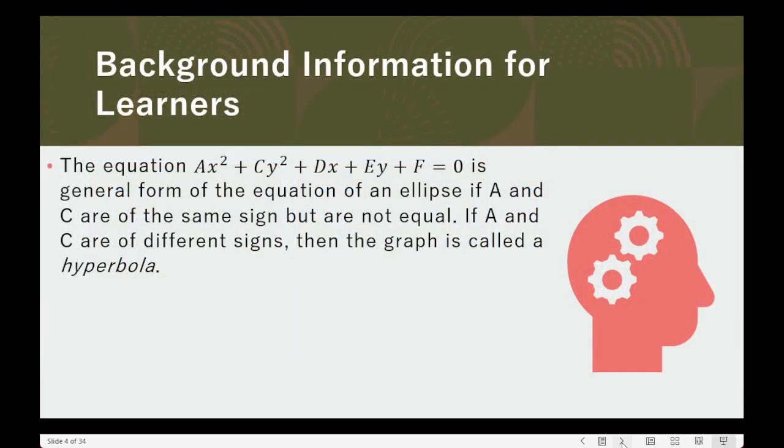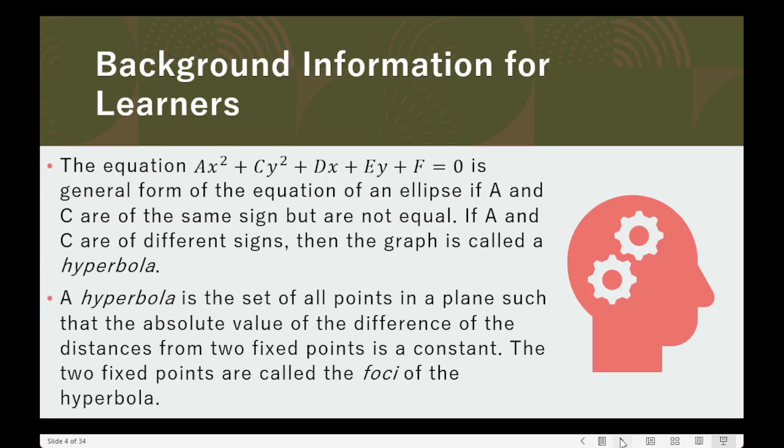The equation Ax squared plus Cy squared plus Dx plus Ey plus F equals 0 is the general form of the equation of an ellipse if A and C are of the same sign but are not equal. If A and C are of different signs, then the graph is called a hyperbola. A hyperbola is the set of all points in a plane such that the absolute value of the difference of the distances from two fixed points is a constant. The two fixed points are also called the foci of the hyperbola.